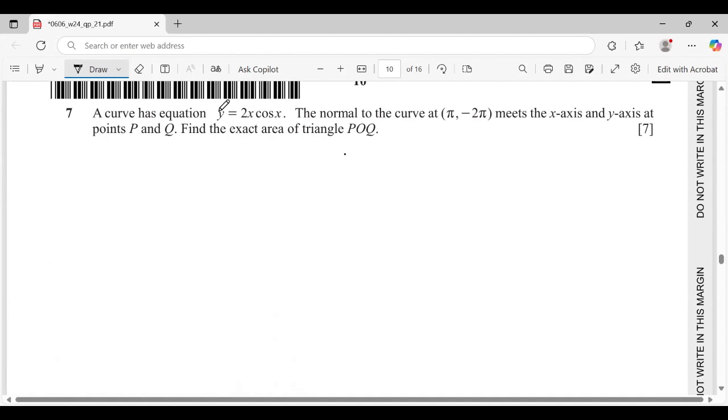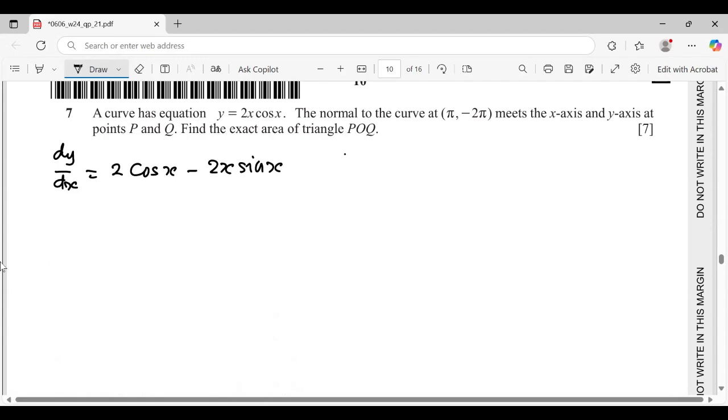The first step, we need to find the differential or the derivative of this function using the product rule. If y equals 2x cosine x, the derivative is like this. Using the product rule, it's going to be 2 cosine x minus 2x sine x. This is the derivative.